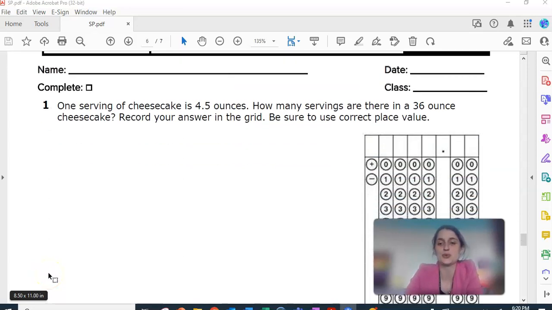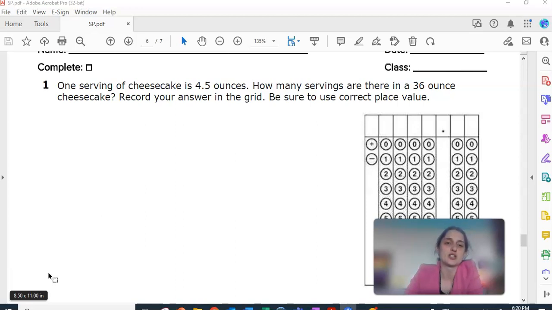Okay, so we have cheesecake. One serving, which is usually about one slice, is 4.5 ounces. So not a huge serving. The question is, how many servings are there in a 36-ounce cheesecake?